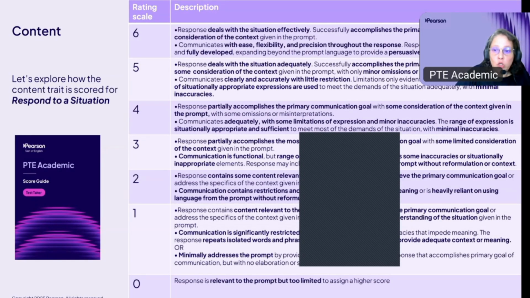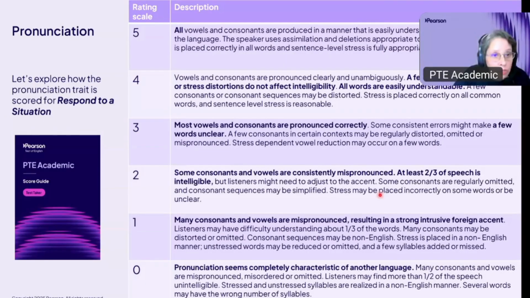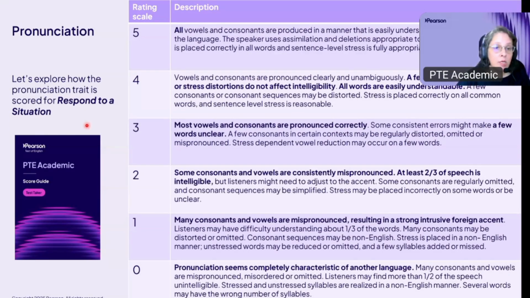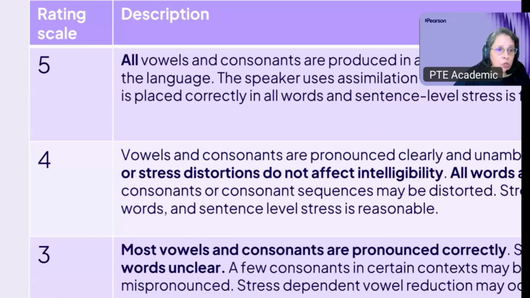So that's for content. Let's now move on to what respond to a situation means in terms of pronunciation. Now, when we're responding to a situation, where you're supposed to display your language abilities with very limited preparation time, it becomes even more important to demonstrate how you're responding through the way you're using those words, right? How you pronounce them.